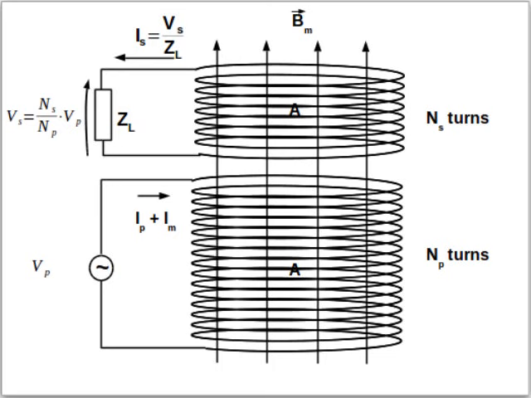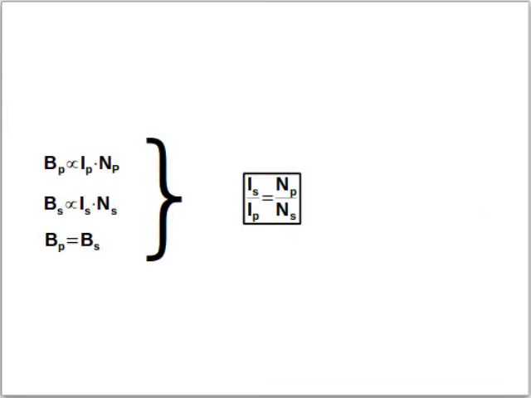Since the magnetic field produced by each turn is proportional to the current in them and each turn contributes equally to the total magnetic field produced by the coil, it's easy to deduce that the current will be inversely proportional to the turn ratio of the coils.